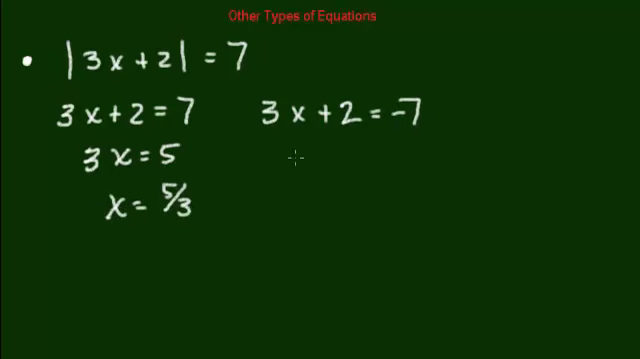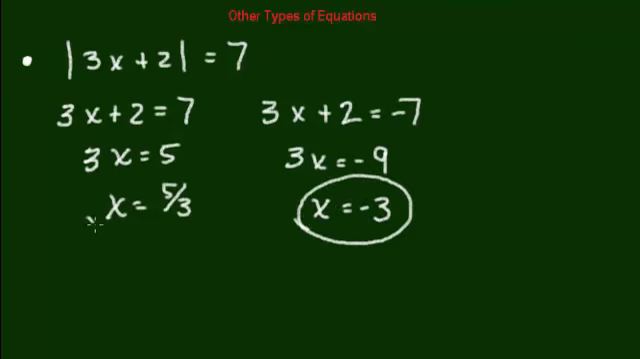The other answer is 3x equals -9. Divide both sides by 3, x equals -3. On absolute value problems, it's important to check your answers, because sometimes you get answers that won't work. If you check both of these by substituting them back in, 3 times 5/3 is 5, plus 2 is 7. The absolute value of 7 is 7.